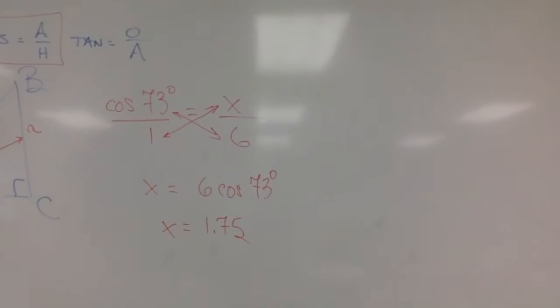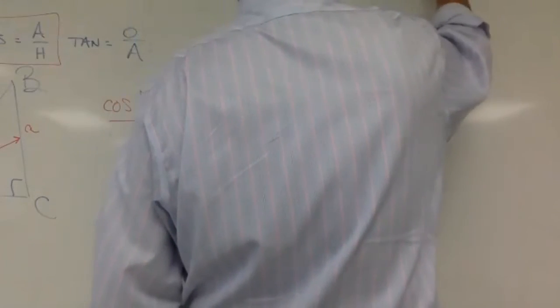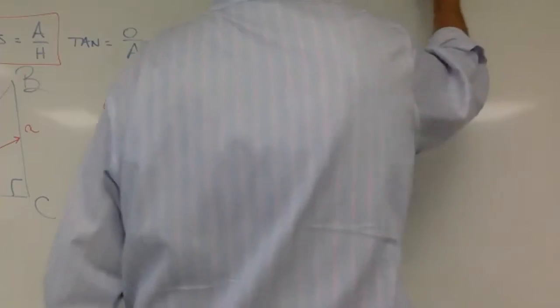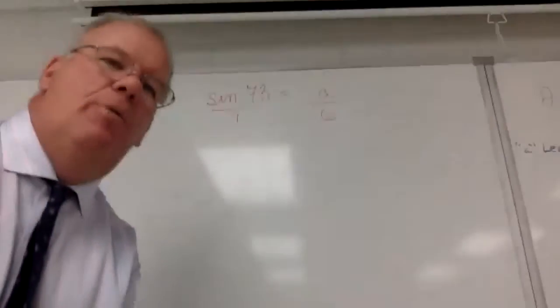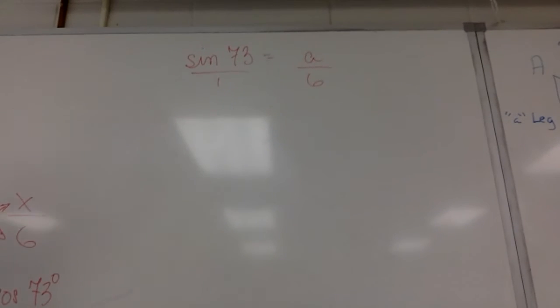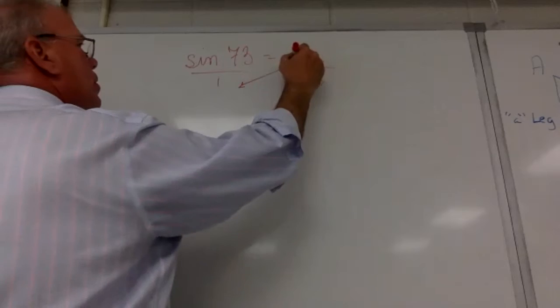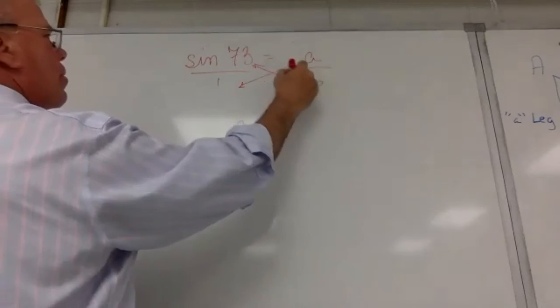Well, let's just set it up. Ready? So we're going to use the sine of 73 equals a over 6. Right? The sine of 73 equals a over 6. How do you solve that? Equation between two fractions. What's that?